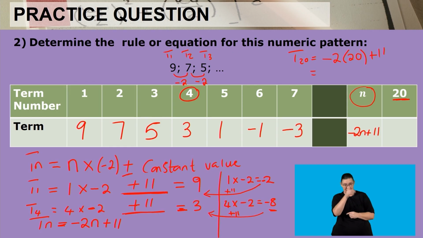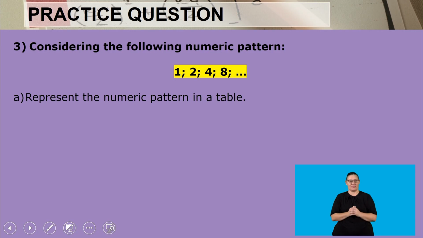Now, do you know what the answer is going to be? Well, if you have a negative 29, then you are absolutely correct. And that is, of course, our 20th term. Let's move on to the next question.